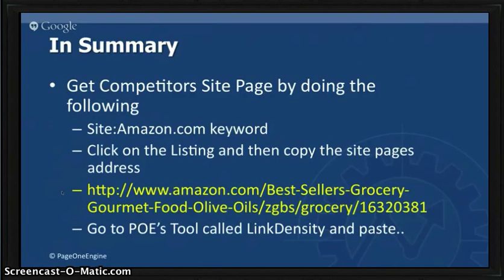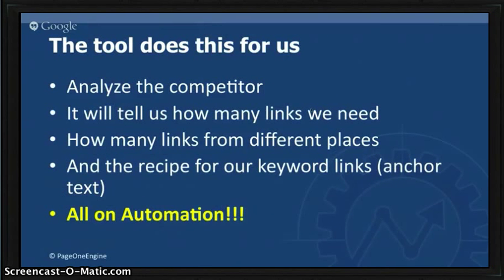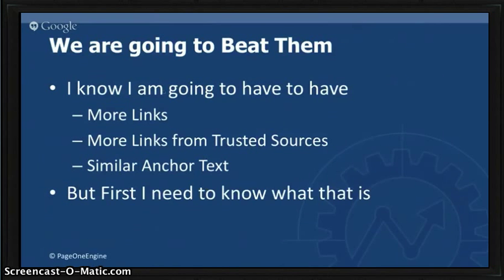So what this tool is going to do for me, it's going to analyze the competitor, and it's going to tell me how many links I need, how many links from different places, and the recipe for the keyword. So that means how many keywords I need, the anchor text ratio, and it's all going to do it on automation. So we are going to beat them.